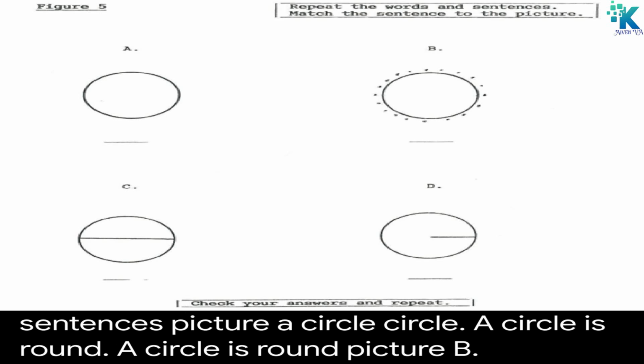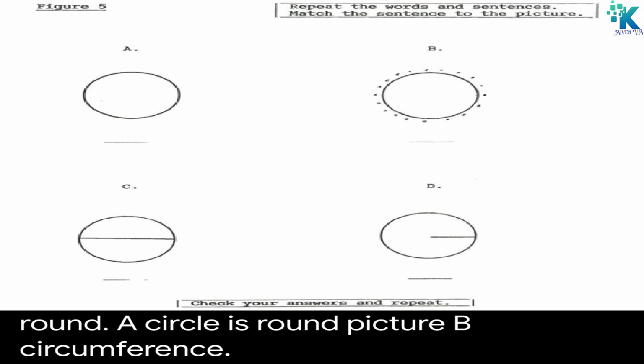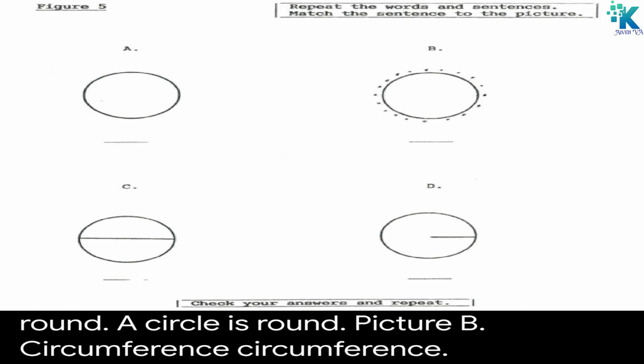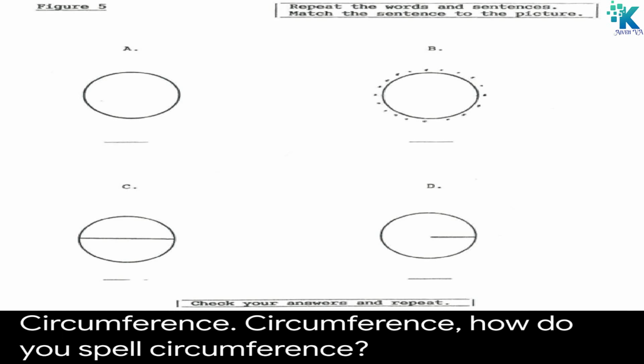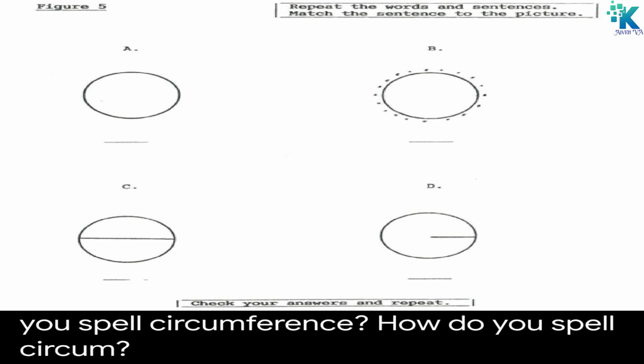Picture B. Circumference. How do you spell circumference?